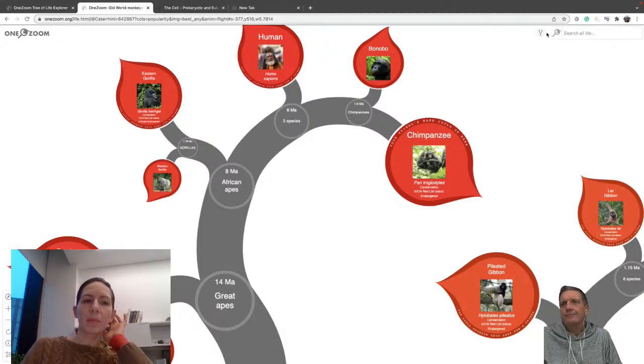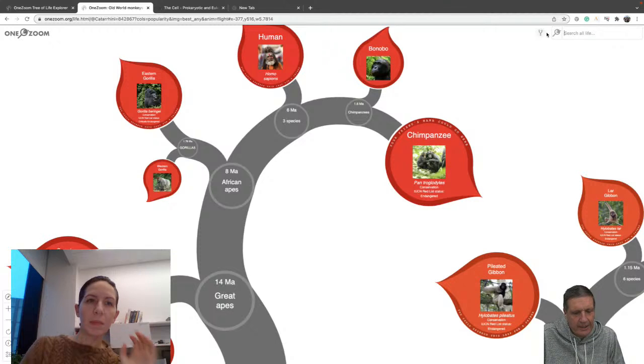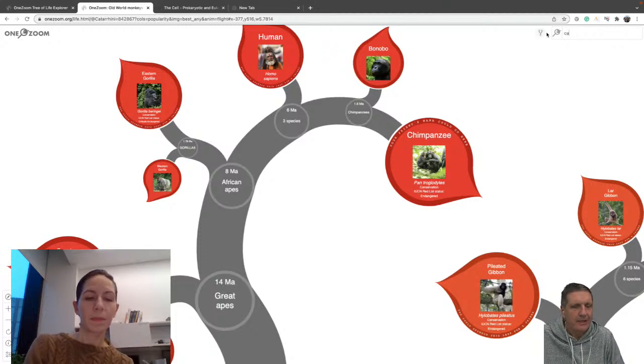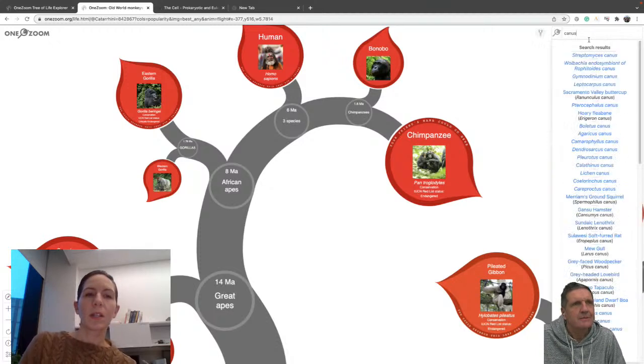Okay, so maybe we just need to type in the scientific name. Canis familiaris. Oh, interesting. So if it's Canis lupus, that's a wolf. Yeah, that's a wolf.